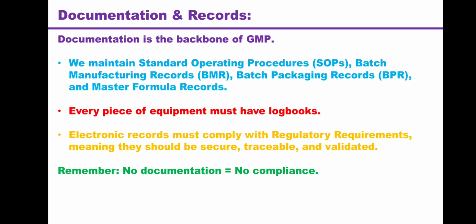An electronic record must comply with regulatory authorities. It should be secure, traceable, and validated. Means we have to keep all the documents in a secure place. It should be traceable. Whenever the auditors ask for a document, it should be easily traceable, and it should be validated, so that we can trace those things easily. Please remember, no documentation means no compliance.